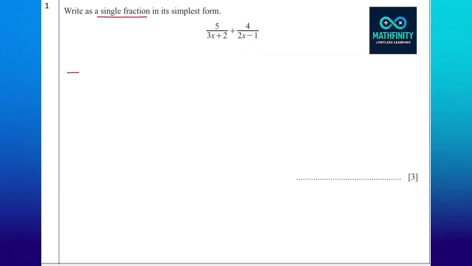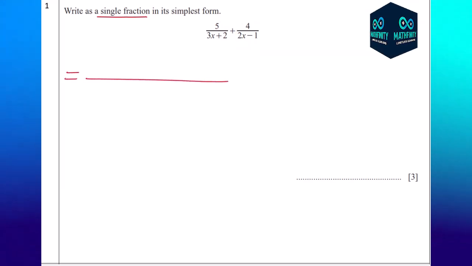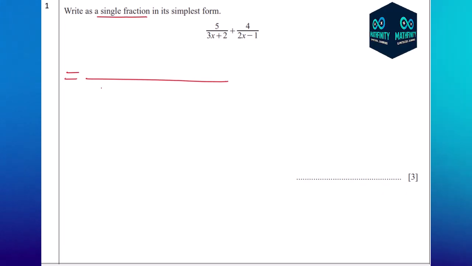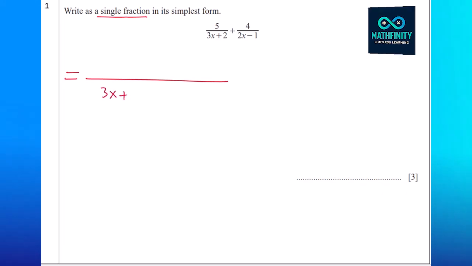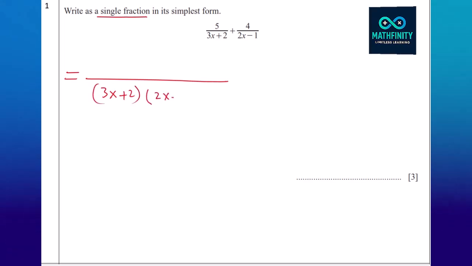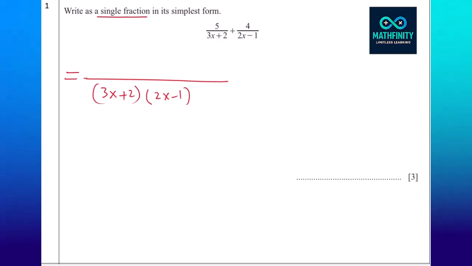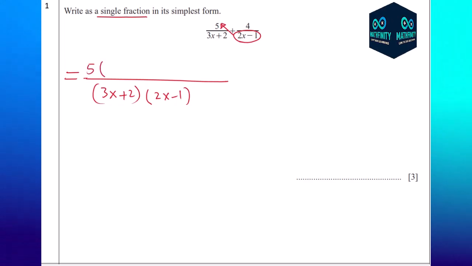So the first step is just multiply the denominators. What is the denominator here? The first denominator is 3x plus 2. What is the second denominator? 2x minus 1. First step is to show that we are going to multiply the denominators and then do the cross. This 2x minus 1, you have to cross and multiply with 5. You have to mention 5. We are going to multiply with 2x minus 1.